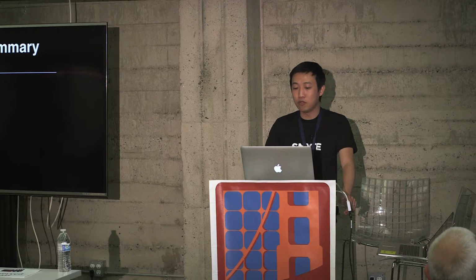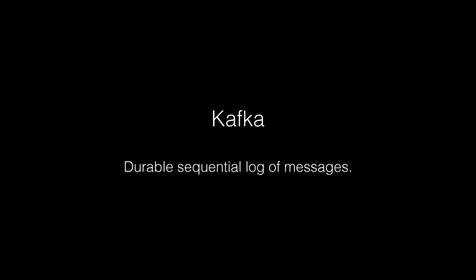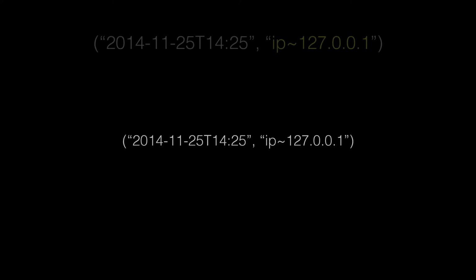Now we want to improve it in the next version, which enters Kafka. The idea is that Kafka allows us to have a durable sequential log of messages. Why don't we just put the timestamped increments as Kafka messages? So what we have here is a tuple of timestamp and a key. At a certain timestamp, we saw an IP, and we use that as the key.